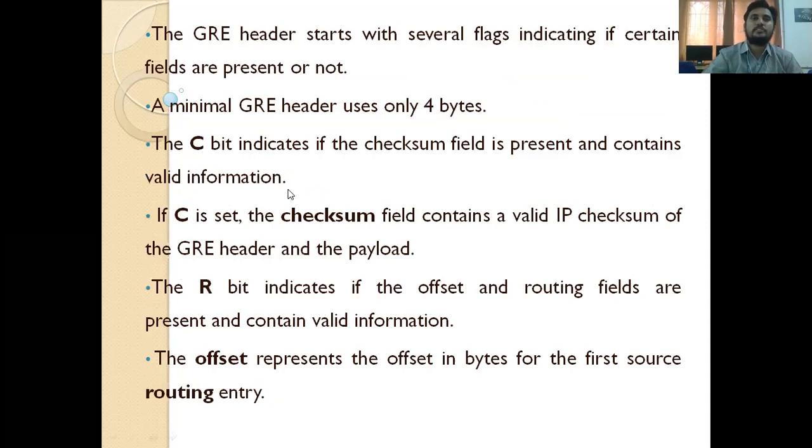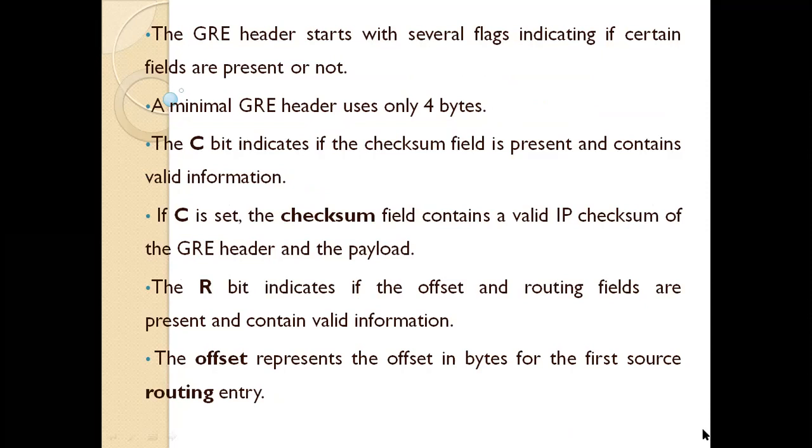So the GRE header starts with several flags indicating if certain fields are present or not. A minimal GRE header uses only 4 bytes, but the C bit indicates if the checksum field is present and contains valid information. If C is set, the checksum field contains a valid IP checksum of the GRE header and the payload. The R bit indicates if the offset and routing fields are present and contain valid information. The offset represents the offset in bytes for the first source routing entry.